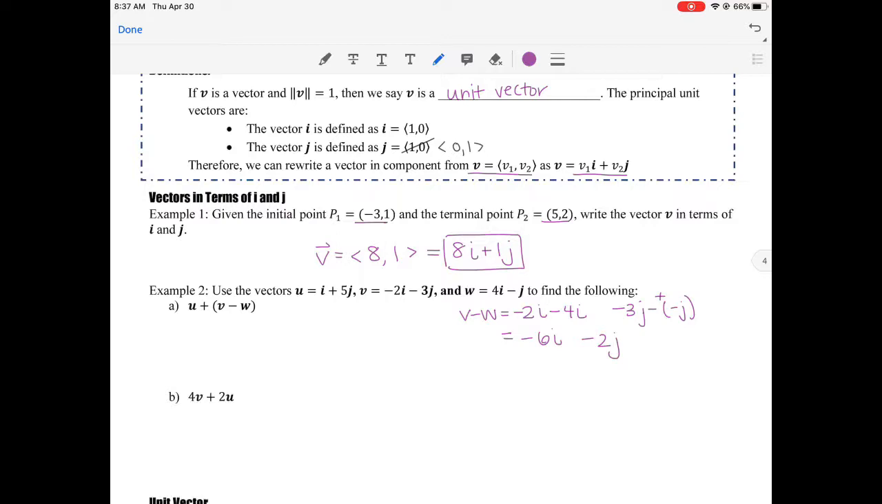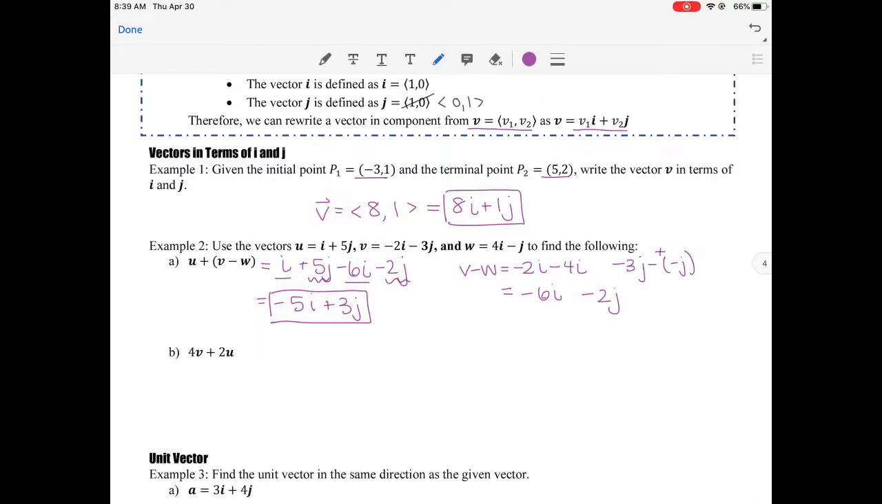So what are we now doing with that? I'm just following order of operations. That's why I started with parentheses. We're now taking u, which is i plus 5j. And if it helps you can totally rewrite it with the i's together. Or you could just say, okay, and then my v minus w is minus 6i minus 2j. Now we could say, hey, we're really just adding our like terms. So we get negative 5i. And then 5j minus 2j is plus 3j. So this would be the resulting vector.